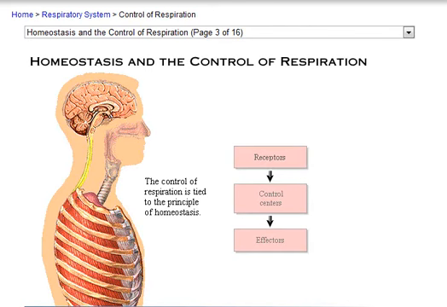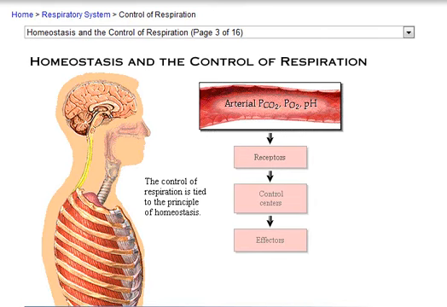The principal factors which control respiration are chemical factors in the blood. Changes in arterial PCO2, PO2, and pH are monitored by sensory receptors called chemoreceptors. The chemoreceptors send sensory input to respiratory centers in the brainstem, which determine the appropriate response to the changing variables.